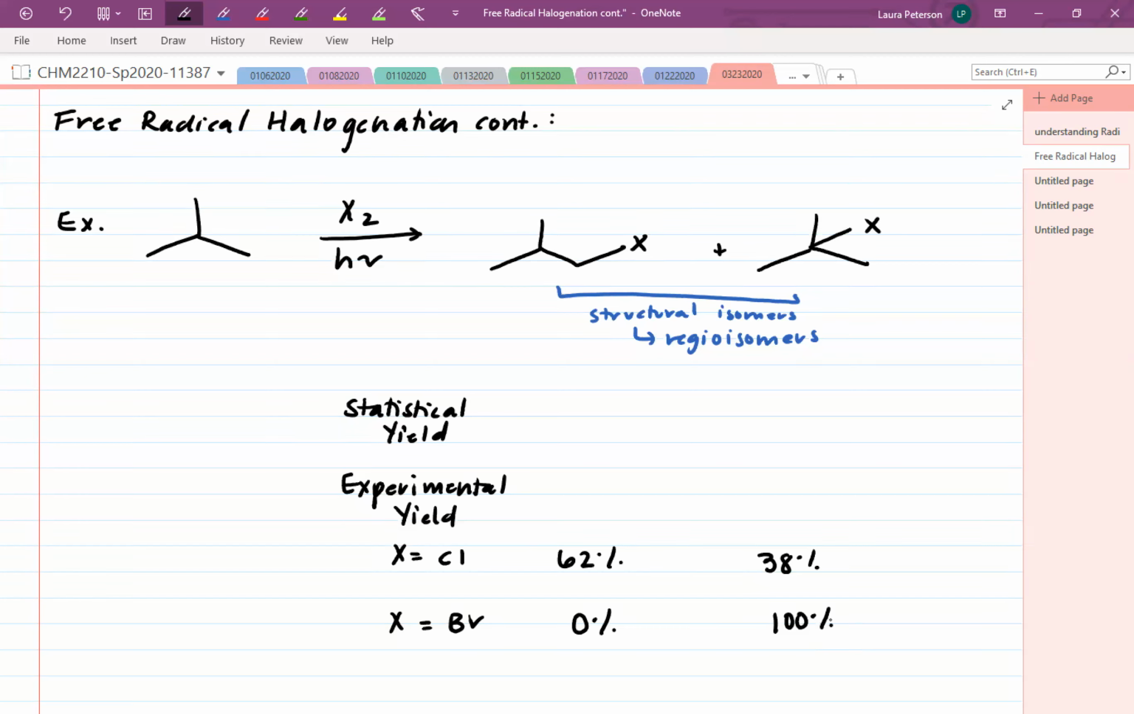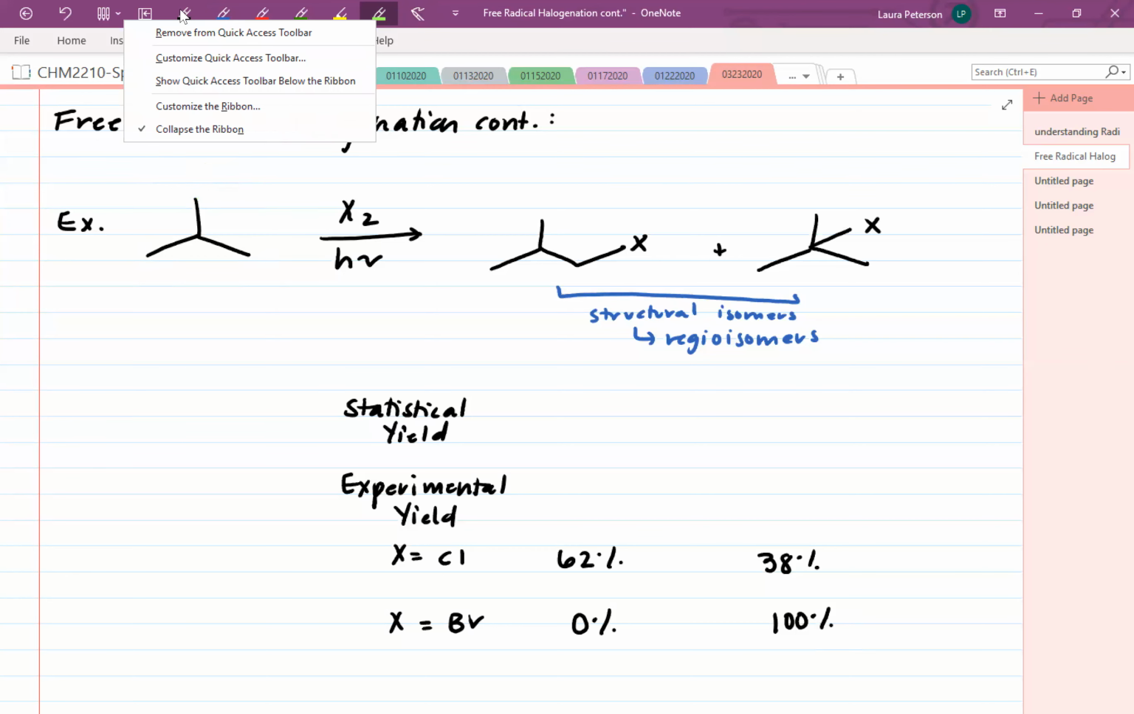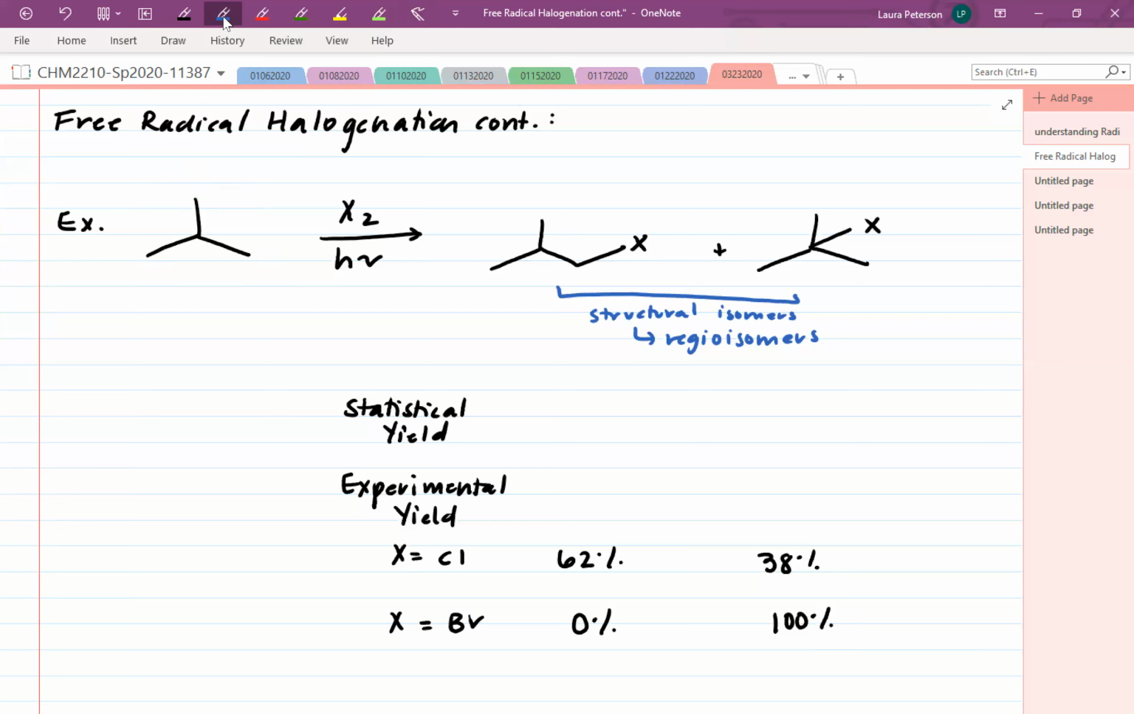Well, first, we have to figure out how many hydrogens would give each of the products. We already talked about this: we have 3 hydrogens at this carbon, 3 hydrogens at that carbon, and 3 hydrogens at that carbon. All 3 of those primary positions would give me that same product. So I have 9 primary hydrogens, and I just have the 1 tertiary hydrogen. The statistical yield is taken by taking the number of hydrogens that would give that product and dividing it by the total number of hydrogens.